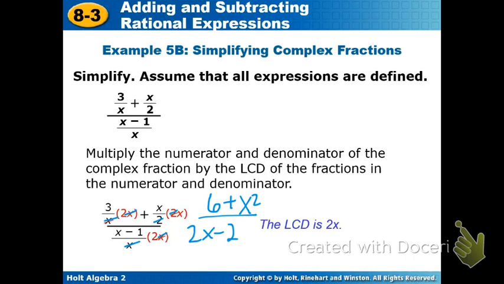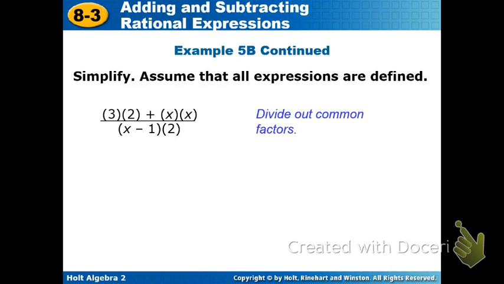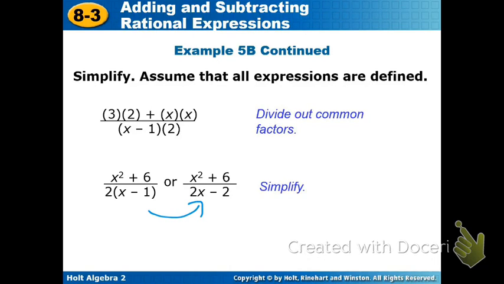So let's take a look at that. So you have your 6 here. You have your x squared here. And here you have, distributing the 2, you have the 2x minus 2. Giving us a final answer of x squared plus 6 over the 2 times x minus 1. Or we can go ahead, if you want, and distribute that 2 back in. So either one is acceptable.